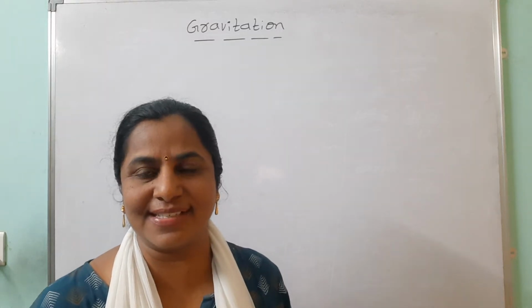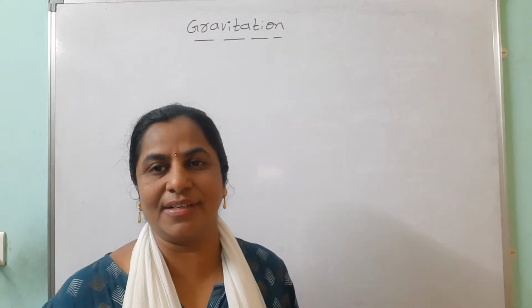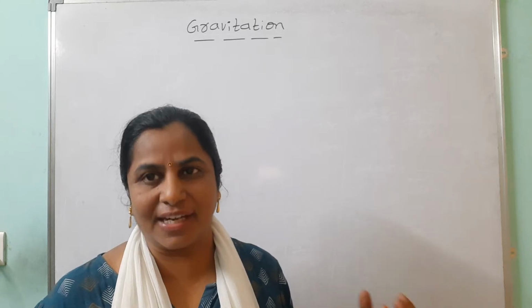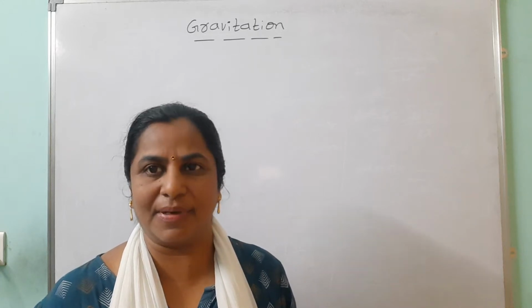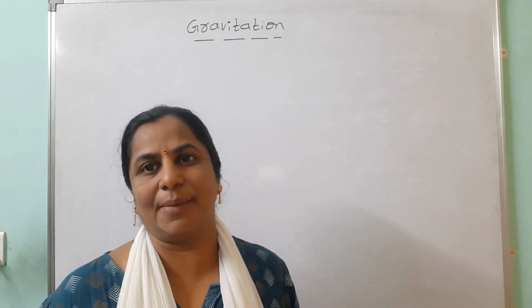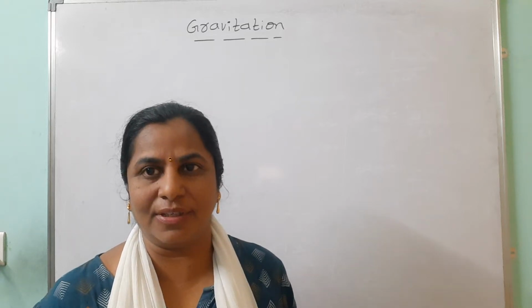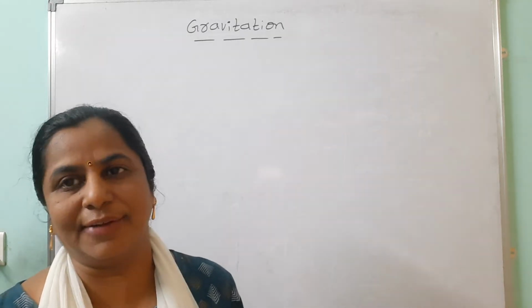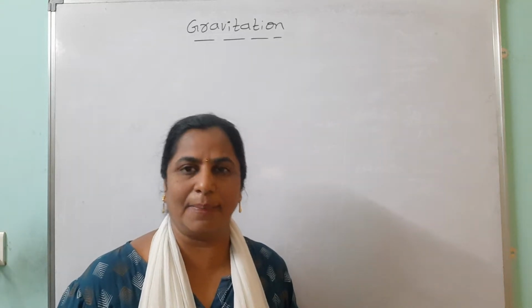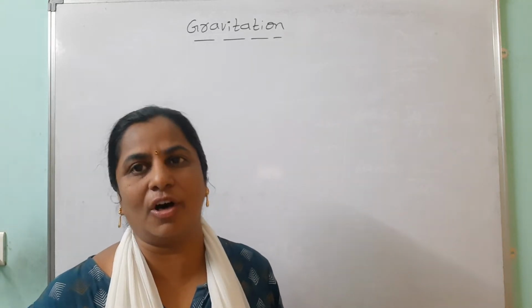Today we are going to discuss the gravitation chapter. In this, we are first giving more preference to Kepler's laws, so we are starting with Kepler's laws only. Based on that, all planets are revolving around the sun in an elliptical path. That is called what? The law of orbits.